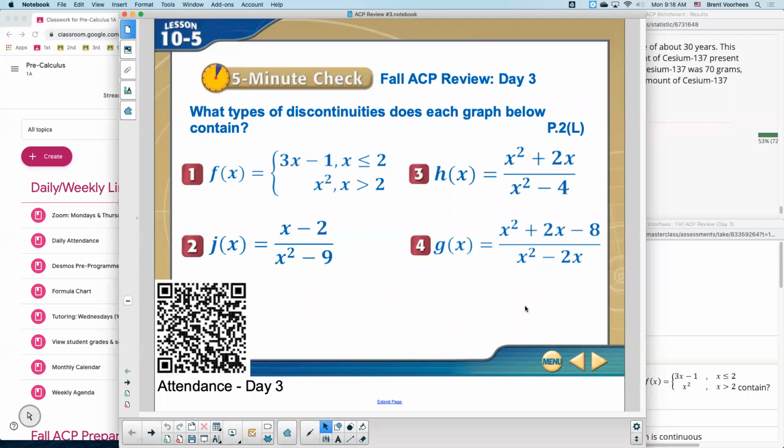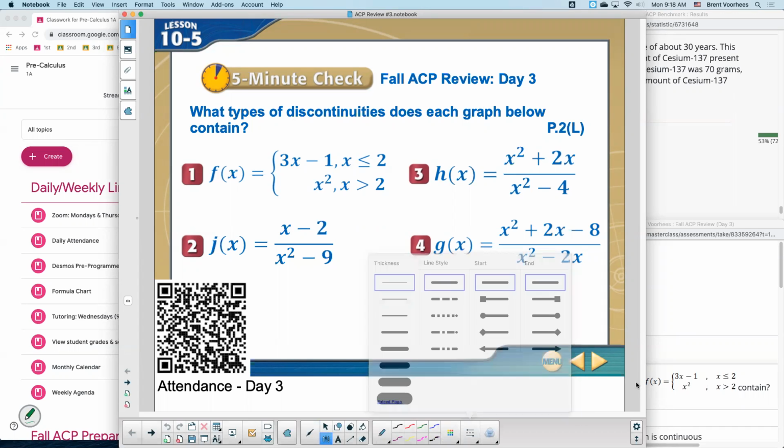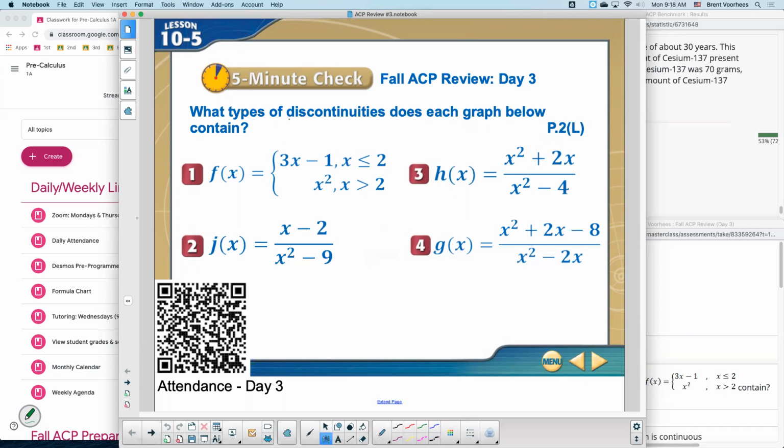So let's take a look at this bell ringer. If you remember from last class, we were talking about discontinuities. And before I show you any of these pictures, sorry, my board is going really slow. Here we go. Before I show you any of these pictures, I want to remind you down at the bottom the types of discontinuities we have. So I'll go alphabetical order.